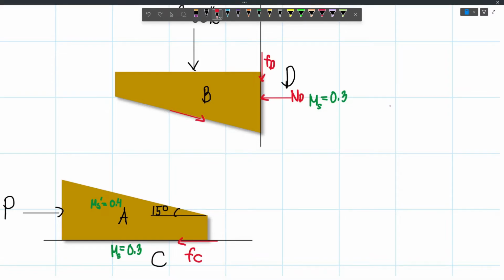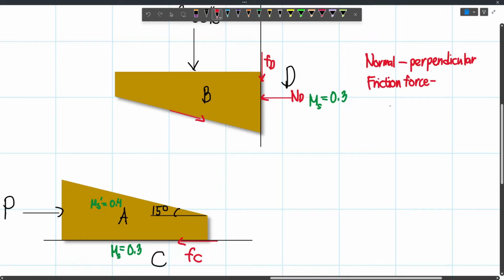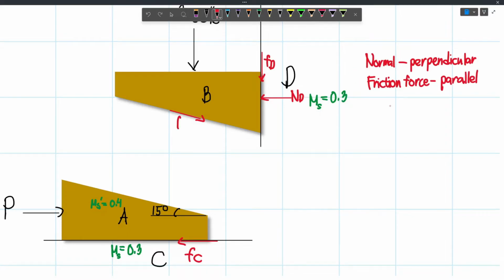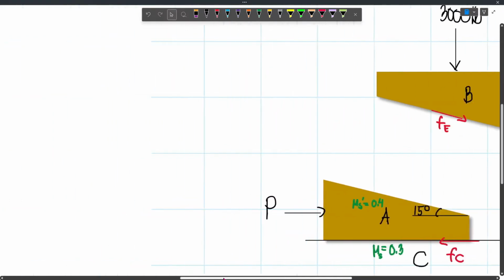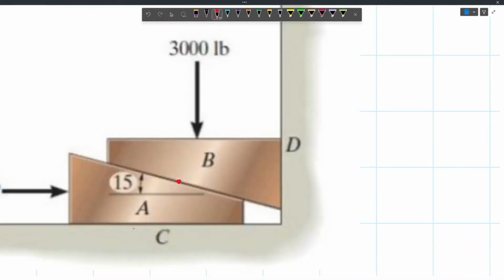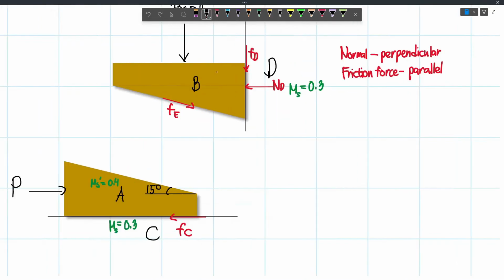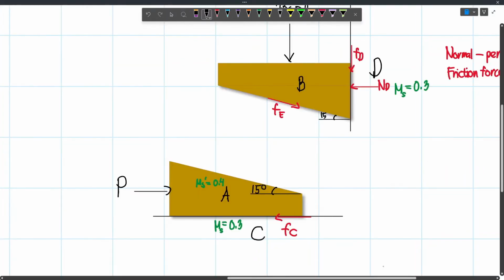Again, just to make it clear, if we are dealing with normal force, this is perpendicular, and then for frictional forces, it will act parallel to your body. And so you have to remember these. Now let's label this as, let's say, FE. Again, let's go back to our figure. Let's just label this intersection as E. And so we have this here. Now this is also 15 degrees, because this is sloping at 15 degrees. And so this will be 15 degrees.